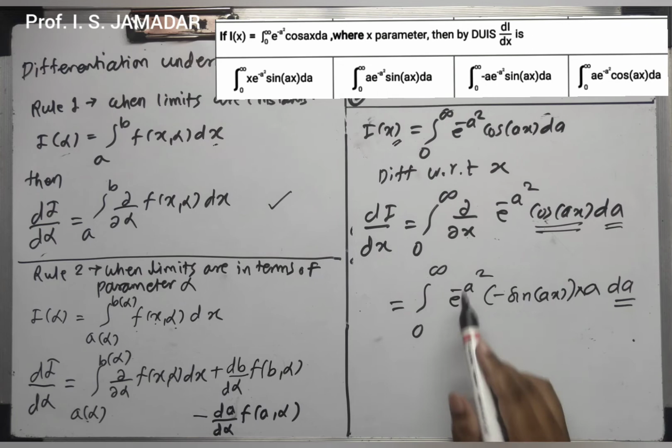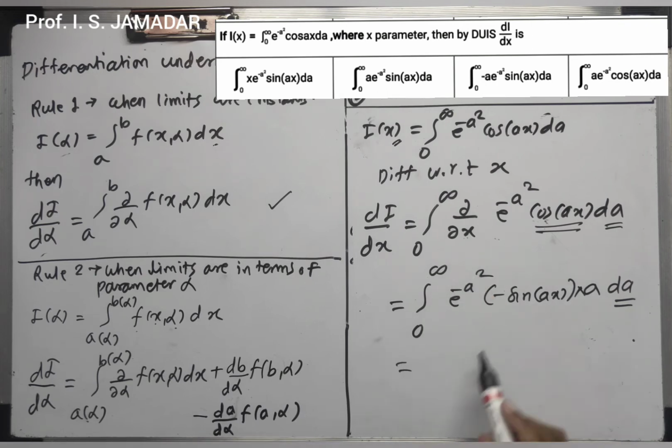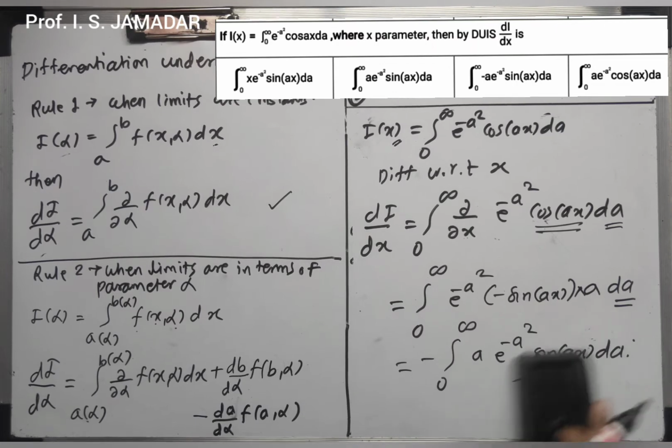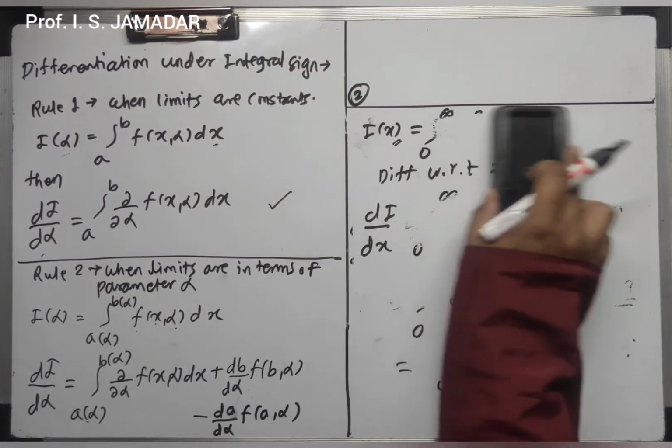Take note of this. We are taking the derivative with respect to x. So it is minus integration 0 to infinity a into e raised to minus a square sin of ax dA. So what is the option? Option C, integration 0 to infinity minus a e raised to minus a square sin of ax dA. So option C is the answer. This is question number 2. Let us move to question number 3.